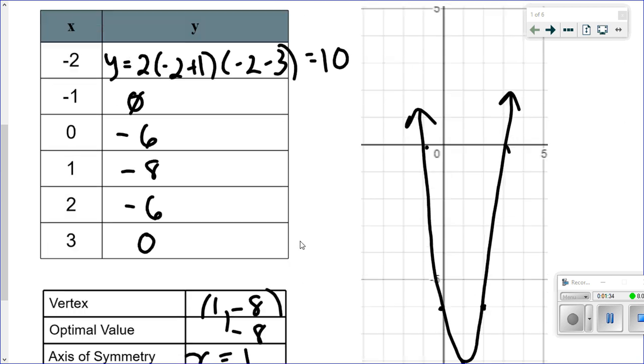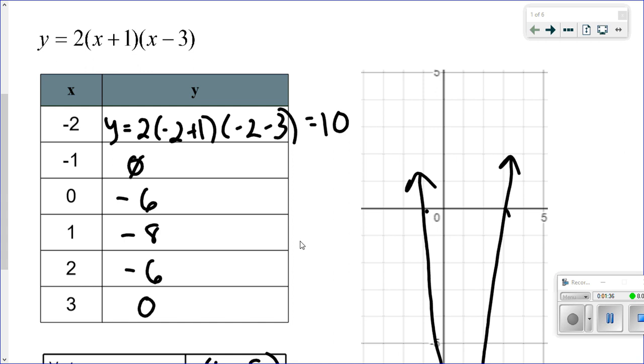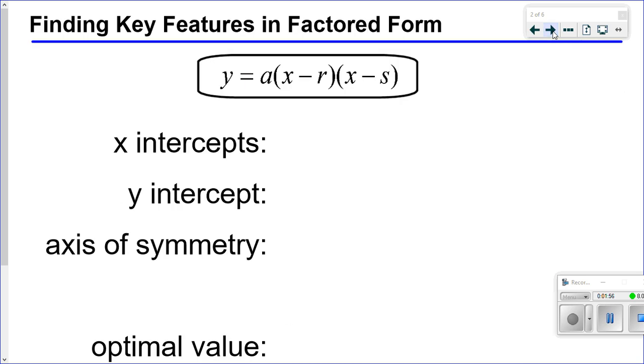Now, before we move on, I want you to notice the intercepts. Here we have +1 and -3. Here we have +3 and -1. We're taking the signs and switching them. And this works every time that we do this.